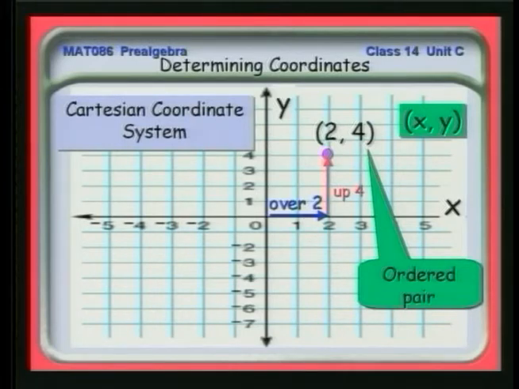Typically, what you want to be able to do is, if someone shows you a point in the Cartesian system, you should be able to examine that point and write down the coordinate pair, the ordered pair, or given an ordered pair, you should be able to find where that is on that coordinate system.